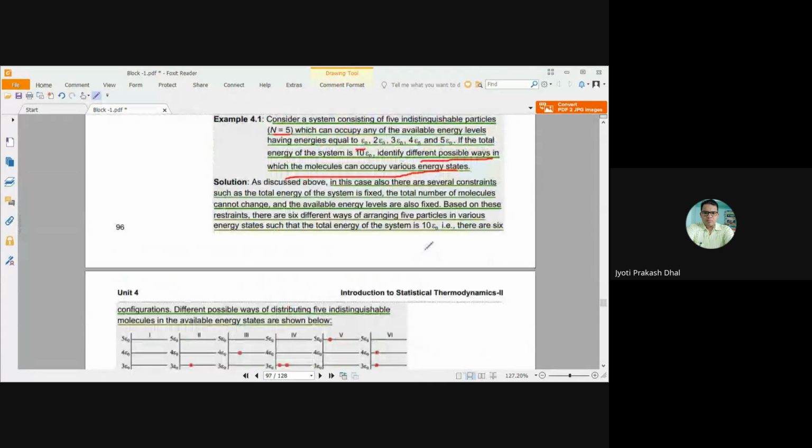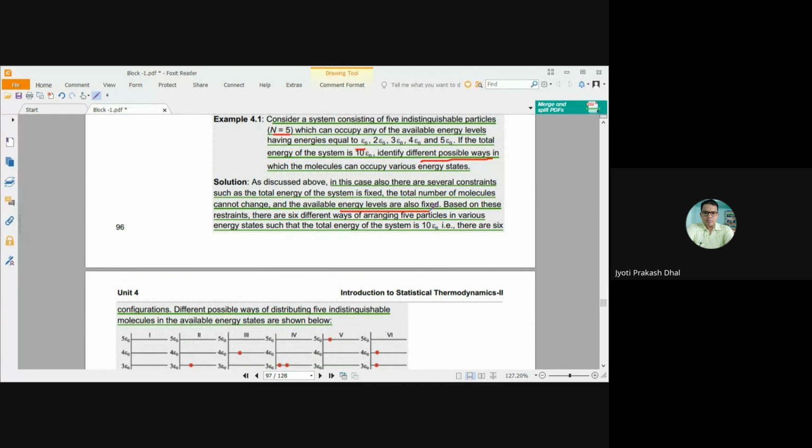So here, in this case also, there are several constraints. One condition is that the total energy of the system is fixed, that is 10 epsilon 0. And the total number of molecules cannot change, that is also fixed, the total number of molecules is 5. And the available energy levels are also fixed: epsilon 0, 2 epsilon 0, 3 epsilon 0, 4 epsilon 0, 5 epsilon 0. So there are 5 different available energy levels.